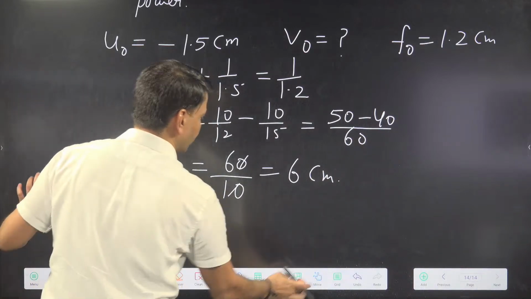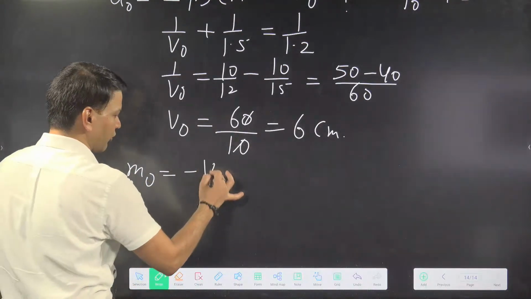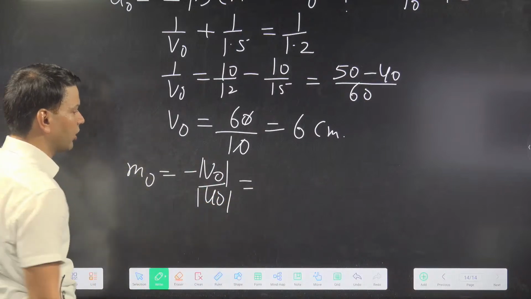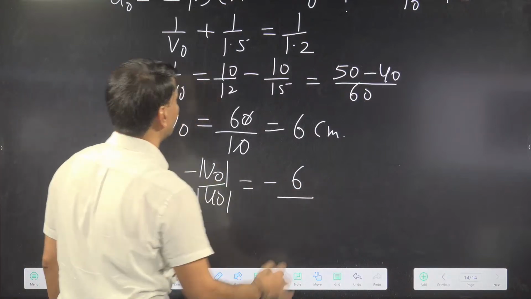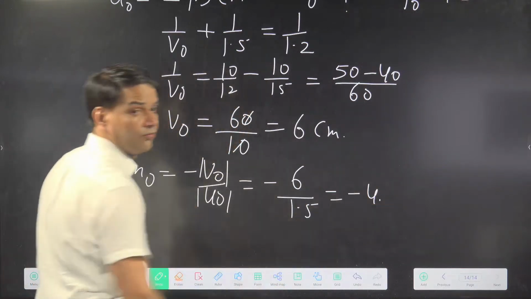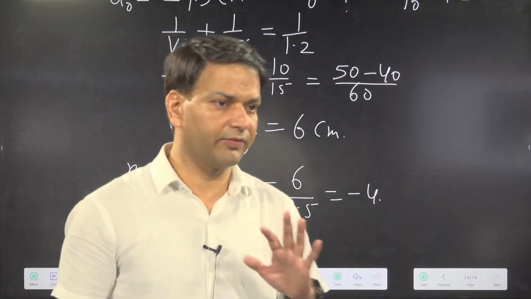From that, MO you can get: MO is equal to minus of VO by UO magnitude. So VO what we got 6 and UO what we have 1.5. So this you got minus 4. Now magnification for the objective, if they are asking directly, we got the 4.